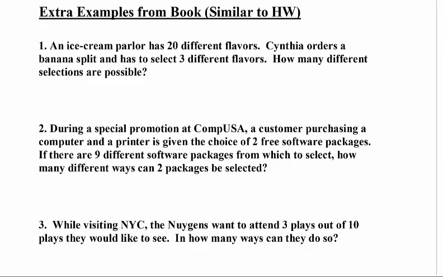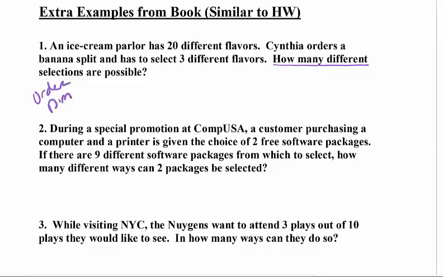So the first one, we have an ice cream parlor with 20 different flavors. Cynthia orders a banana split and has to select 3 different flavors. How many different selections? So how many ways? This is not a probability problem. So I have 20 different flavors and I can select 3. So we're not repeating because it says different. And does order matter? You should say based on this, it doesn't. When I go up to order my food, it doesn't matter which one I tell them first. So order doesn't matter.